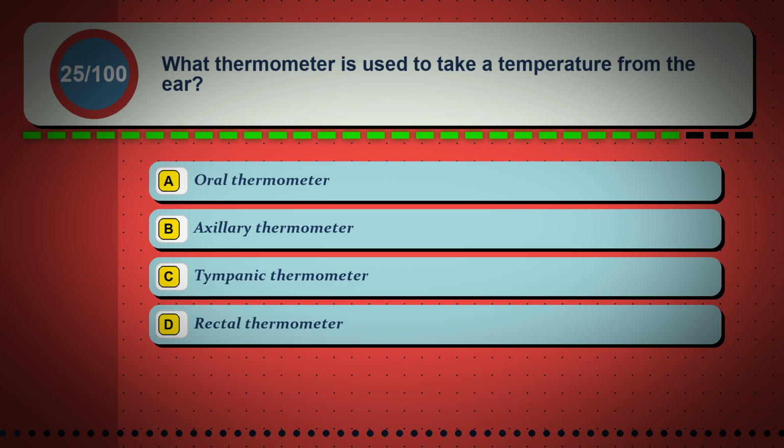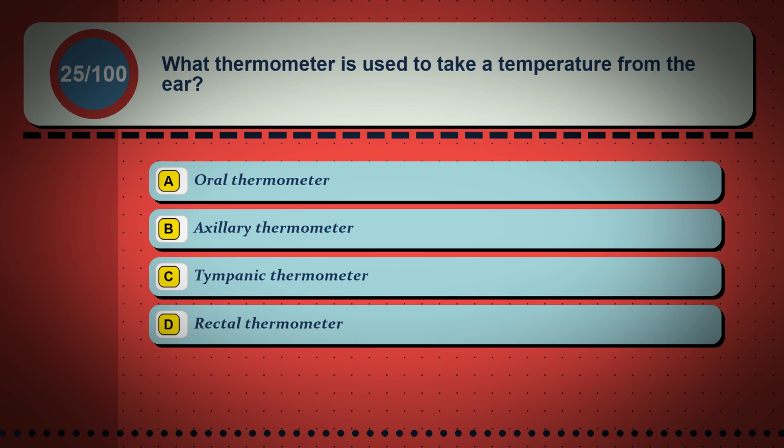Question 25. What thermometer is used to take a temperature from the ear? Option A, oral thermometer. Option B, axillary thermometer. Option C, tympanic thermometer. Option D, rectal thermometer.